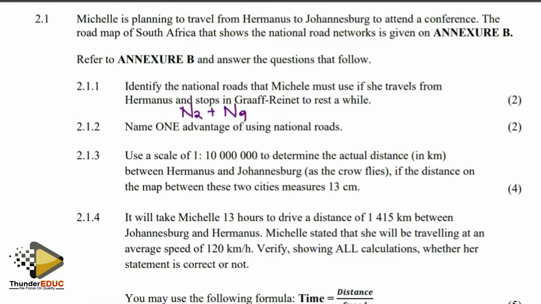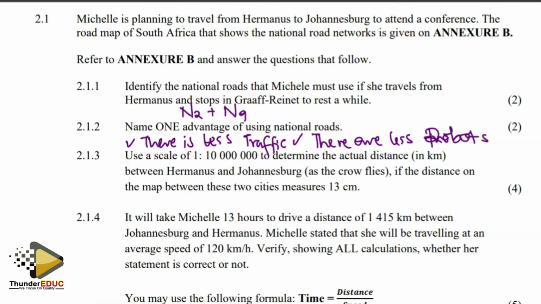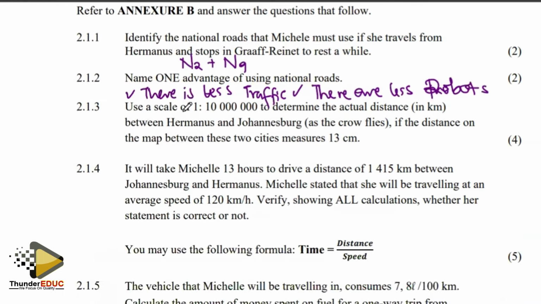So we shall write here the roads: N2 and N9. Name one advantage of using national roads. We can say there is less traffic, right? And there are fewer traffic lights, which you call robots. There are less robots.